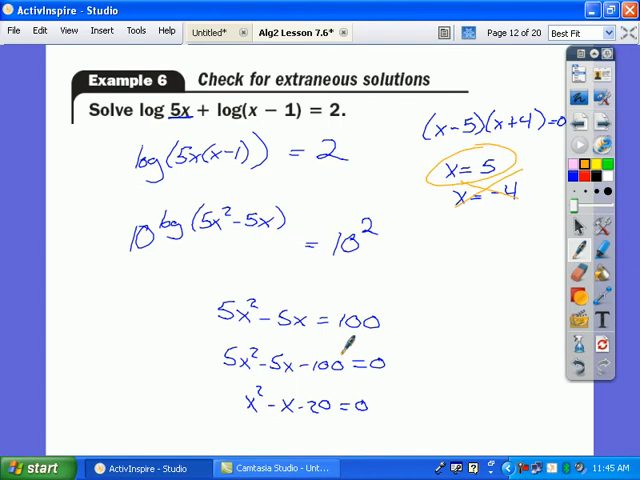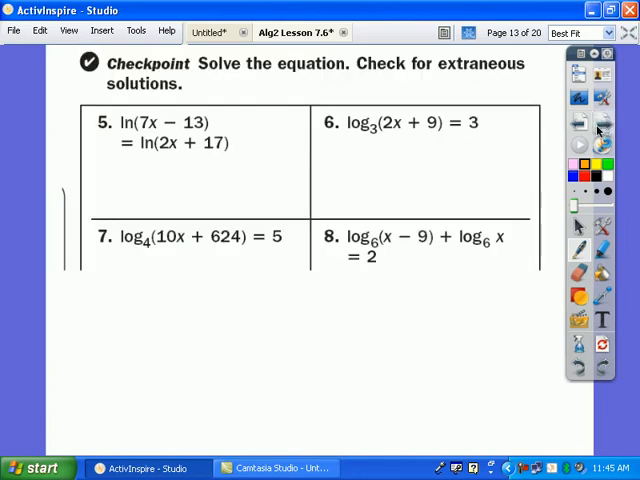So here are 4 problems. For those of you in class and for those of you watching the video, I'd like you to pause the video now, and I'd like you to work on all 4 of these problems. Okay? So please pause the video now. Get to work.